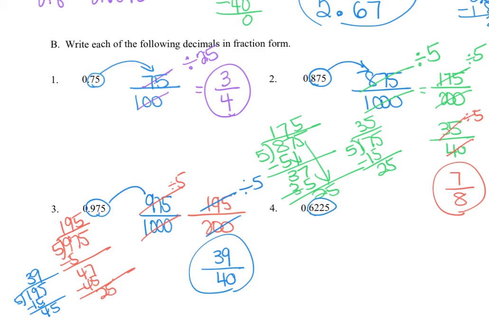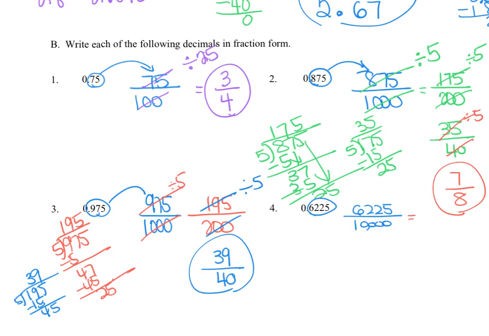All right, for this one, we're going to have 6225 over 10,000 because 4 digits on top, 4 zeros on the bottom. We're just going to start dividing. Now, if we wanted to, we could divide by 25. But again, I just find the 5s easier because I can do some of that in my head.